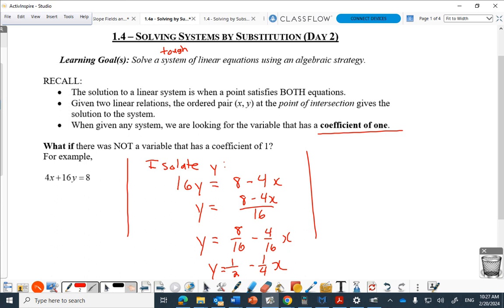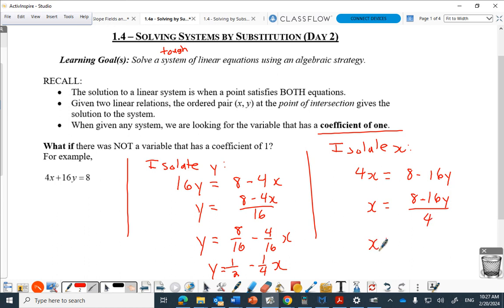So that was bad. Maybe you think the solution is to isolate x and go, okay, well, when that happens, I'll isolate x instead. And we'll look for a shortcut in a minute to know beforehand which one has the best chance. So here we go. I'll isolate x instead. 4x equals 8 minus 16y. x equals 8 minus 16y over 4.